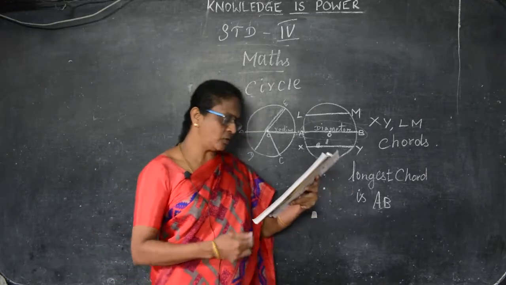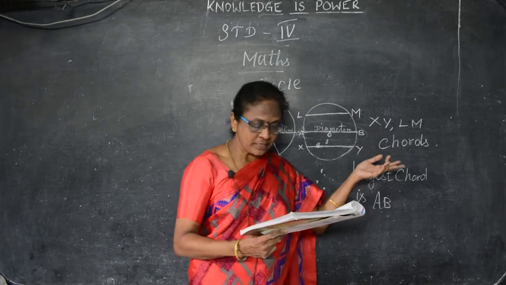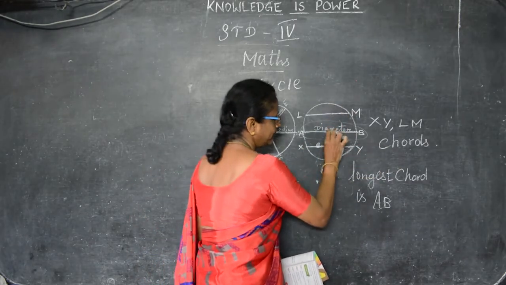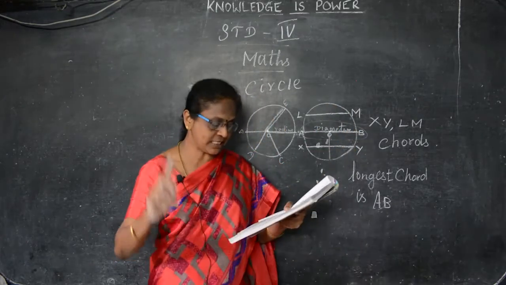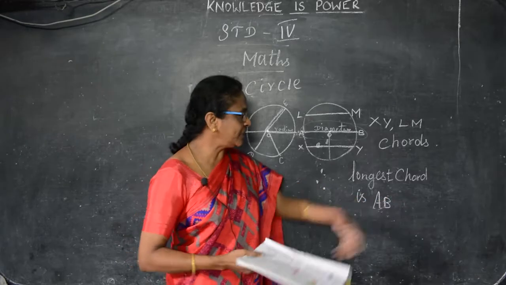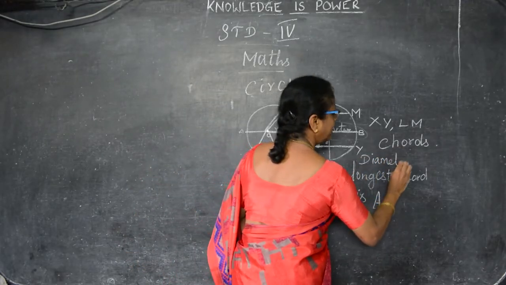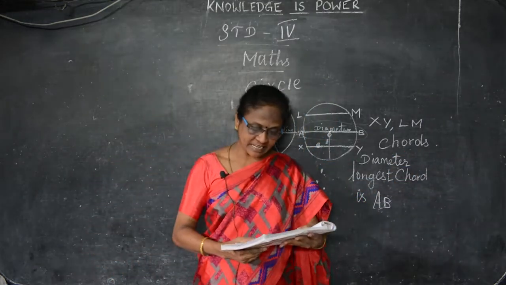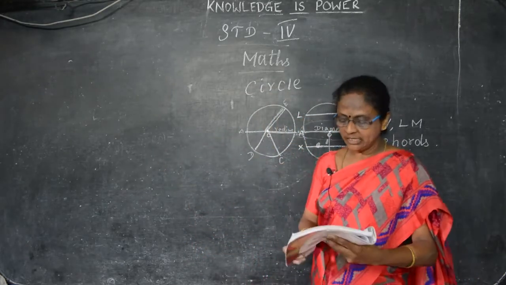The longest chord of a circle is the diameter. The radius is half of the diameter. The part from the center to the circle is called the radius. So the diameter is the longest chord. Remember, the diameter is the longest chord, the radius is half of the diameter, and all the radii of a circle are equal in length.